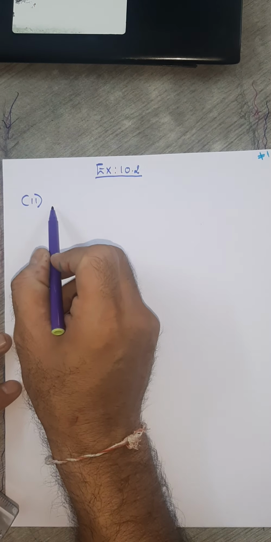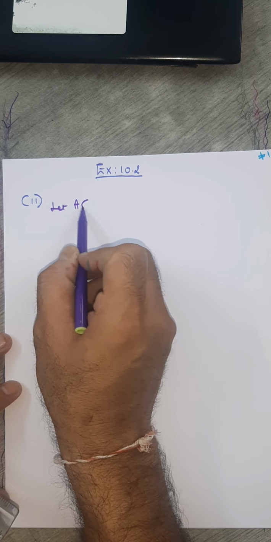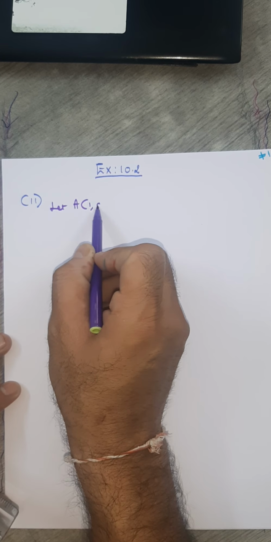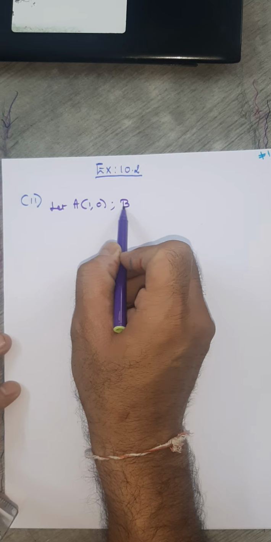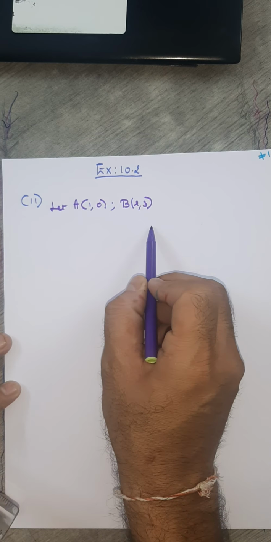Exercise 10.2, question number 11. A line perpendicular to the line segment joining the points. Let me call these 2 points A and B here, so (1, 0) and (2, 3). You need a line perpendicular to this.